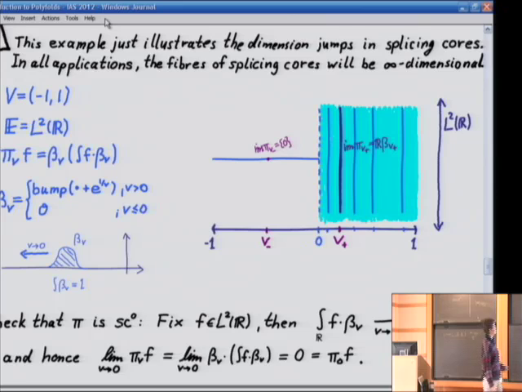So E is L2. There's a little bump function. And I'm going to define a sequence of functions. They're going to be 0 for negative gluing parameter and the bump function shifted for positive parameter. And as the parameter goes to 0, the bump function is going to go out to minus infinity. And then the operator is the projection to the one-dimensional space spanned by that bump function.